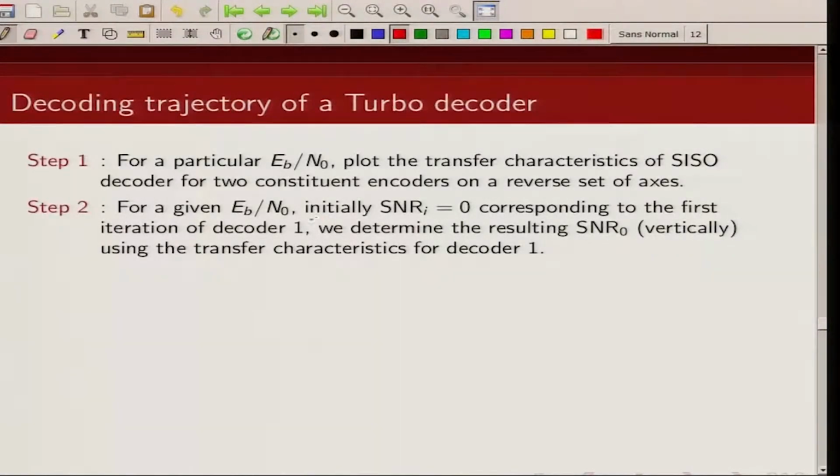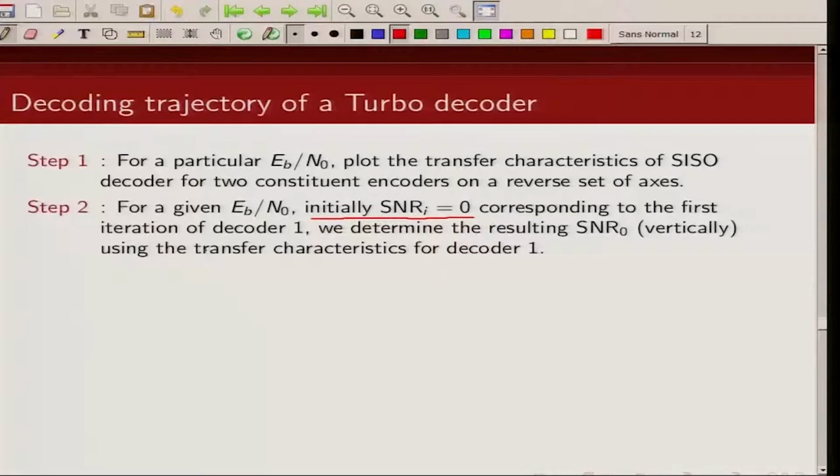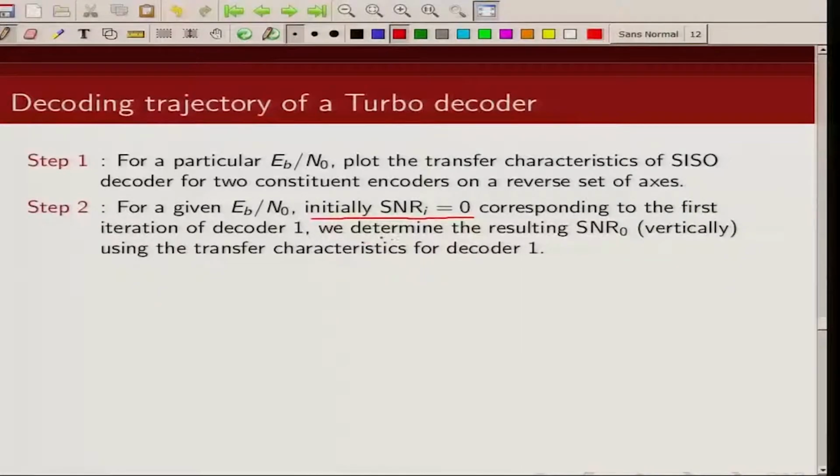Initially, because you do not have any a priori knowledge about the information bits, the a priori SNR is 0. We are first going to look at the transfer characteristics for the first decoder. The input we give is 0, and we see what the output extrinsic SNR corresponding to decoder 1 is. We determine the resulting output SNR by looking vertically, using the transfer characteristics for decoder 1.